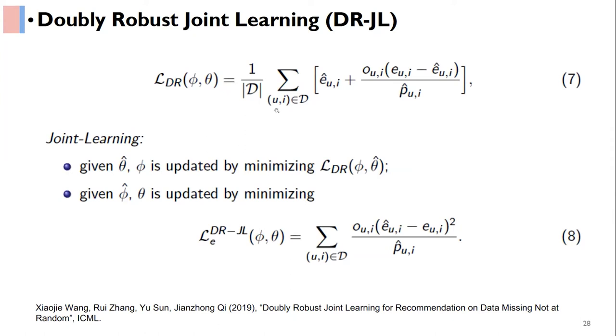For the doubly robust loss function, joint learning is a common technique used to train the parameters. Specifically, given the estimator of theta, the parameter phi in the recommendation model is updated by minimizing the DR loss. Given the estimator of phi, the parameter theta is updated by minimizing the loss function in equation 8.